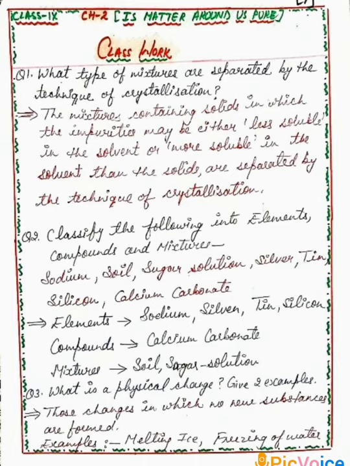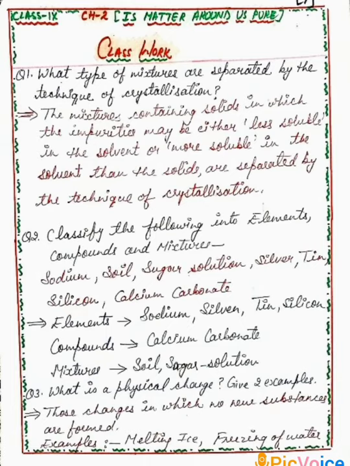Now, question second. Classify the following into elements, compounds and mixtures. Here, few examples are given. You have to classify them. The examples are sodium, soil, sugar solution, silver, tin, silicon, calcium carbonate. So, as you know, sodium, silver, tin and silicon are the elements. Calcium carbonate is a compound. Soil and sugar solution are mixtures.